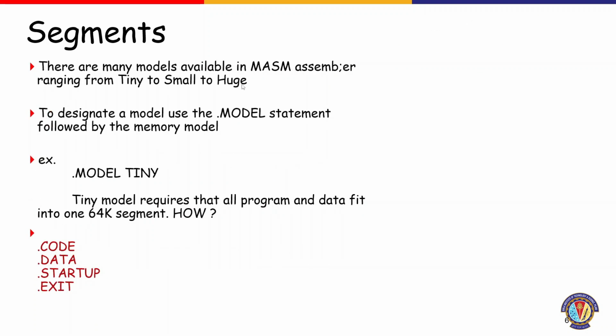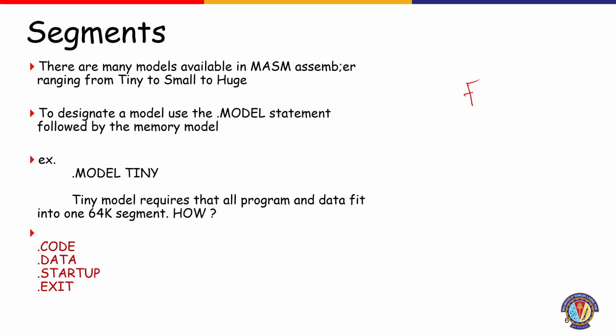So there are many models available in MASM assembler, ranging from tiny to small to huge. And to designate a model, we use the .model statement followed by the memory model. For example, if you have to use the tiny model, we simply write .model tiny. So the tiny model requires that all program and data fit into one 64K segment. And just as we discussed right now, the mathematics shows that the offset can only be of 16 bits, right?